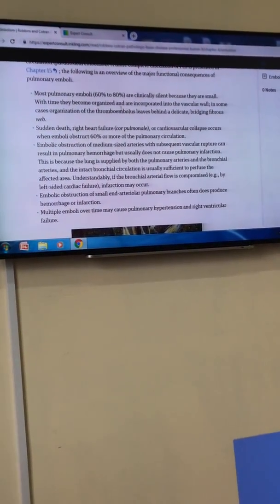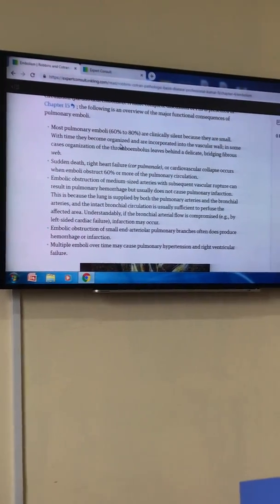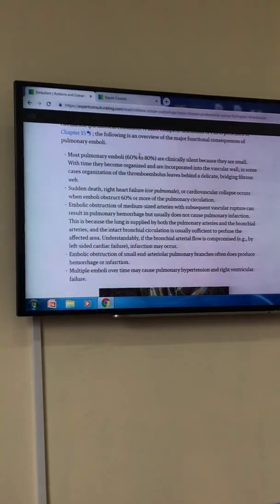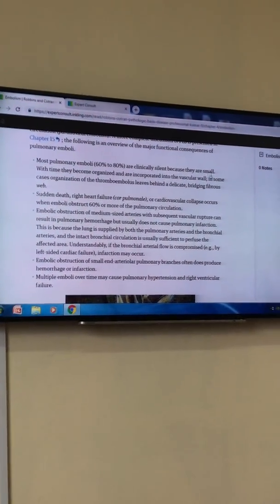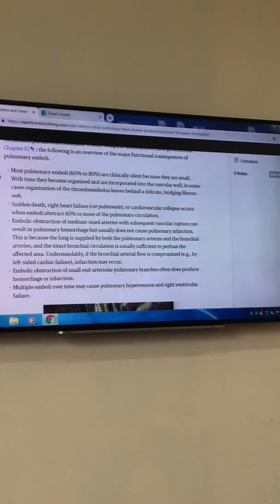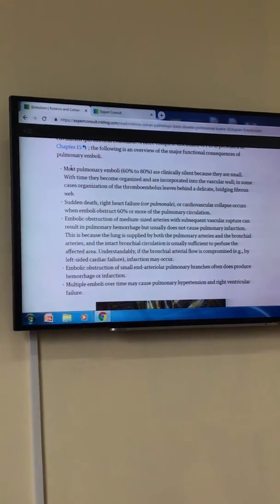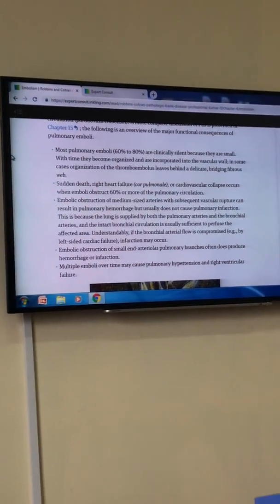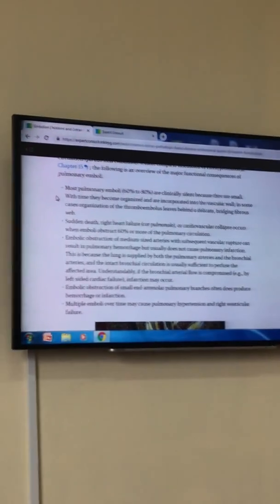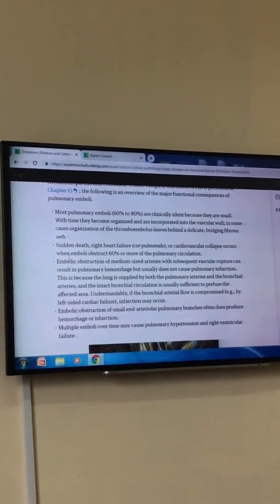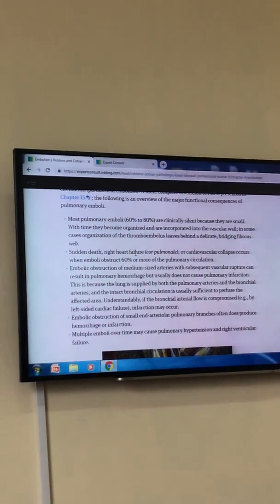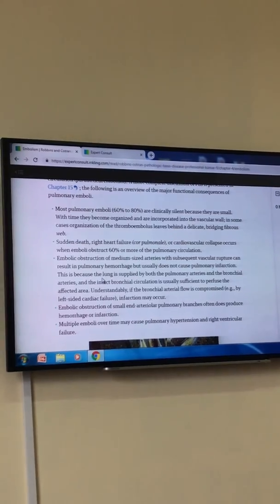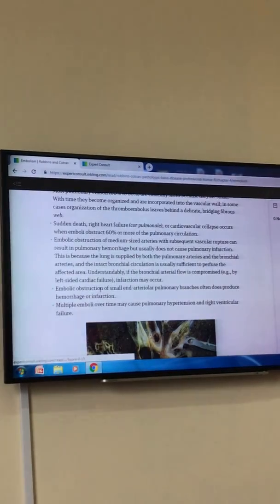Most pulmonary emboli are symptomless since they are small. 60 to 80% are clinically silent because they are small. But it can be dangerous for the patient, and suddenly it can bring the patient to an emergency situation. Also sudden death and right heart failure, which is cor pulmonale, can be seen in these patients.